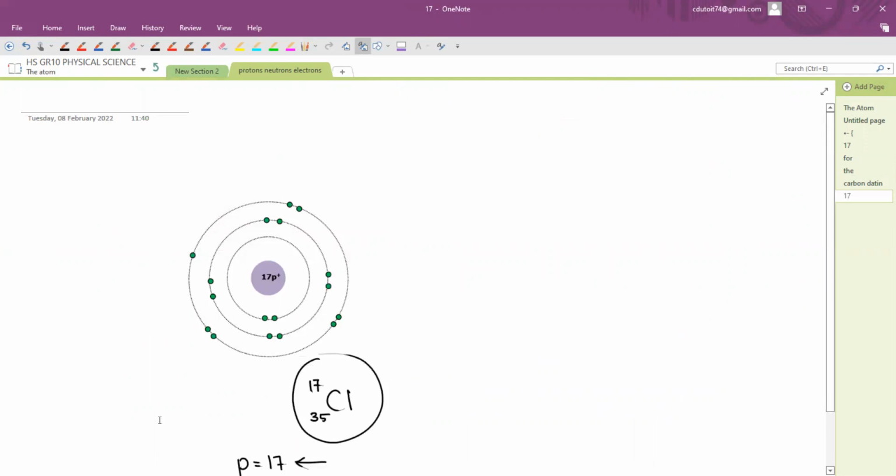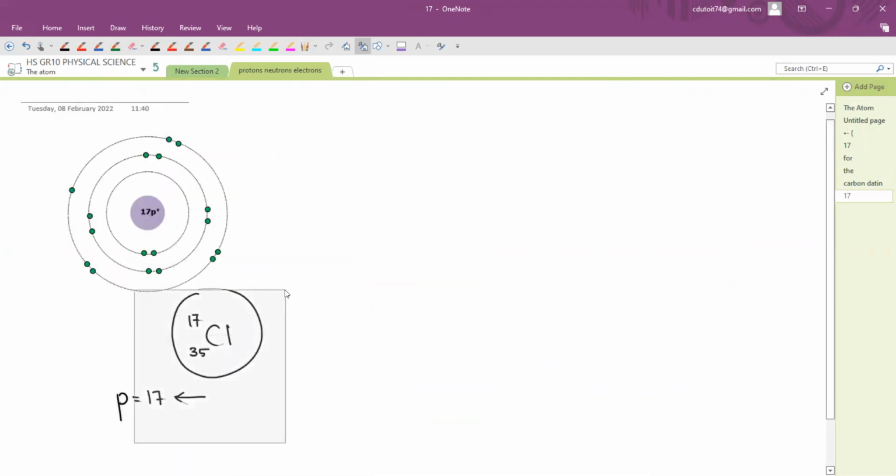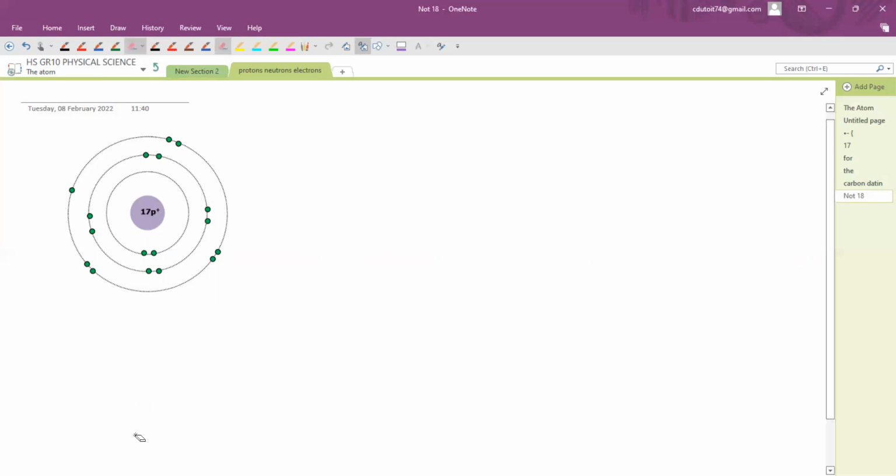Okay, this was chlorine. How did we know that this was chlorine? If we didn't have any of this, so for instance, I delete this. How would you know that this Bohr diagram represents chlorine? Why? Because chlorine is the only atom that's got 17 protons. So let's make this 17 and 35. So the amount of protons equals 17.